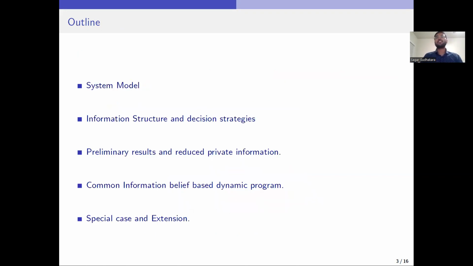So the outline of the presentation is that first we're going to discuss the system model. Then moving on, we discuss the information structure and decision strategies. We discuss the preliminary results and reduced private information. And then we provide a common information belief-based dynamic program solution. And then later on, we discuss some special cases and extensions to our problem.